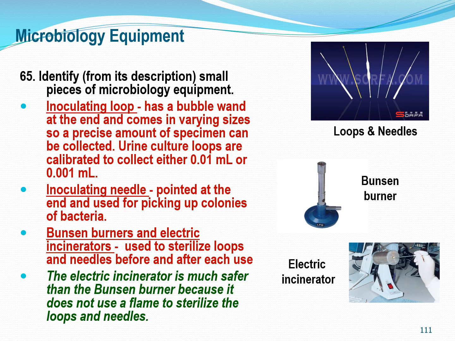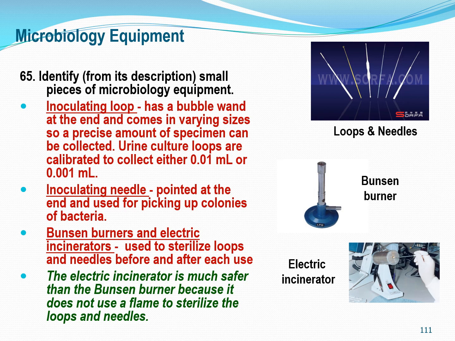Let's talk about some other microbiology equipment. We want to be able to identify from its description small pieces of microbiology equipment. We're going on further with these. We're looking at stuff like loops and needles, Bunsen burners, and electric incinerators. So look at the top to the far right. These are loops and needles, right?